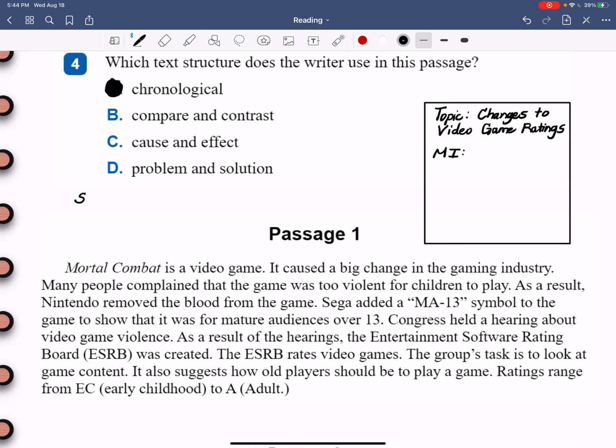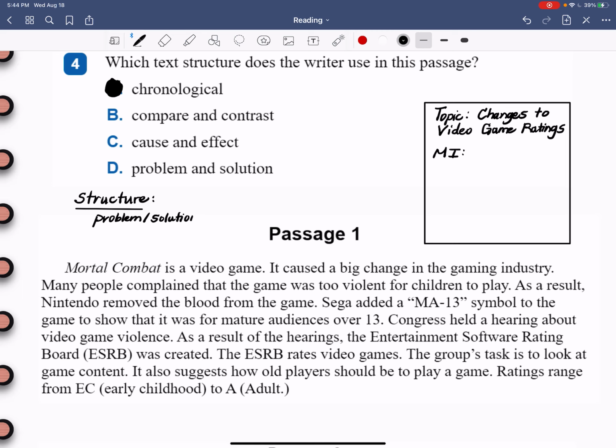So for structure, I'm going to go with 2 of them this time because I really could make an argument for 2 structures. And as passages get longer, you may have more than one structure. One of them that definitely stands out to me is a problem solution.